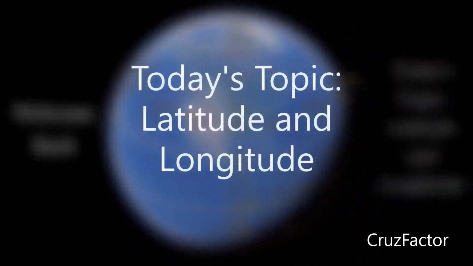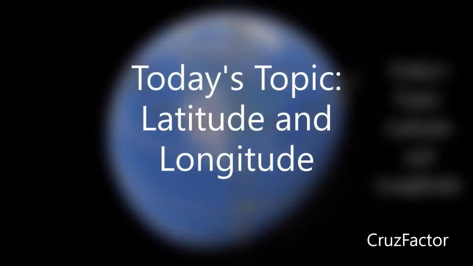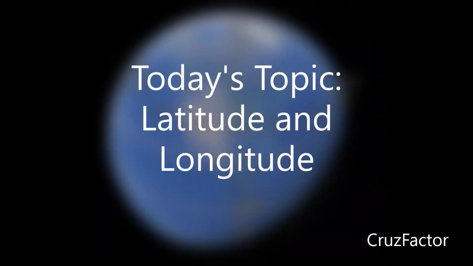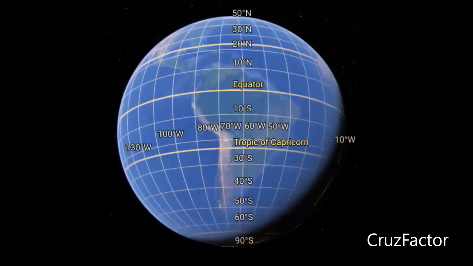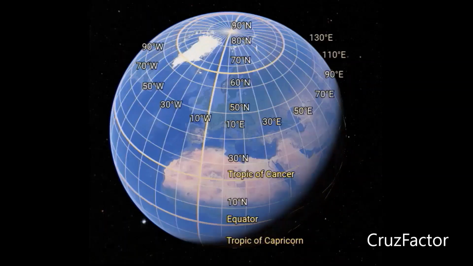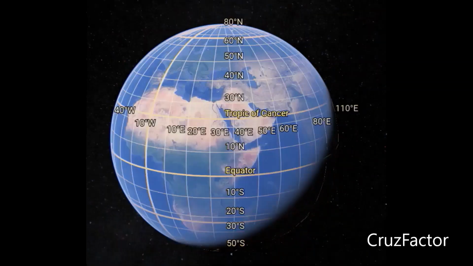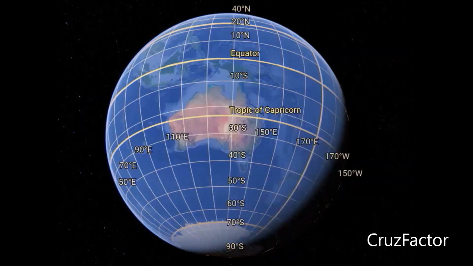Today's video is going to be on latitude and longitude. As you can see here, I've got these different angles of the Earth showing, along with the lines of latitude and longitude, the degrees. Today's lesson is going to be using some of these images to allow us to see, hopefully more clearly, what latitude and longitude look like on a three-dimensional scale, basically.